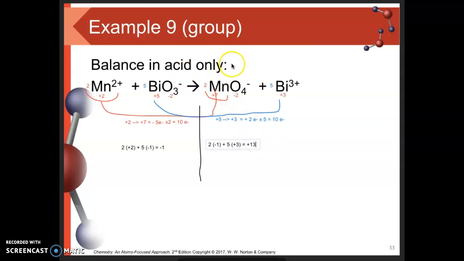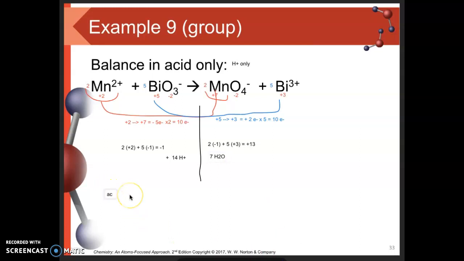Since I'm in acid, I need to only worry about the hydrogen ion. So I need to add this to the side that is least positive, which would be the reactant side. To turn a -1 into a +13, I would have to add 14 hydrogen ions. Adding 14 hydrogen ions would mean that I would need to add 14 hydrogens to this side, since there are none currently. And so that means 7 waters get added to this side.